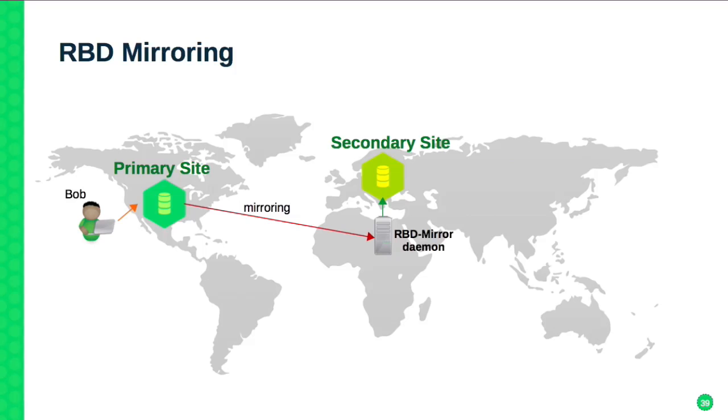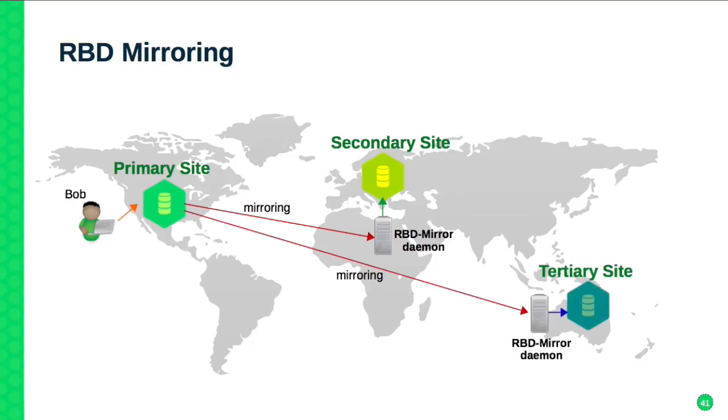So this model is so simple that it can actually be composable, and we can have a third site, also with an RBD mirror daemon that is also asynchronously replicating the data from the primary site and storing it on this third site. Okay, so you can actually have more than one backup in case there is a really big catastrophe.